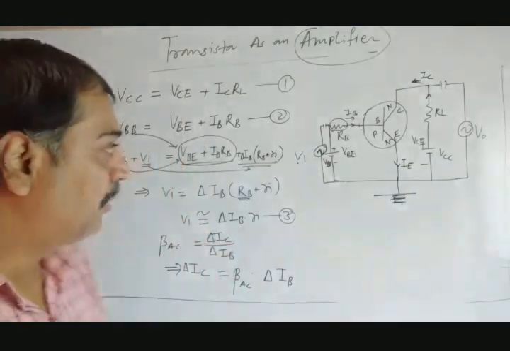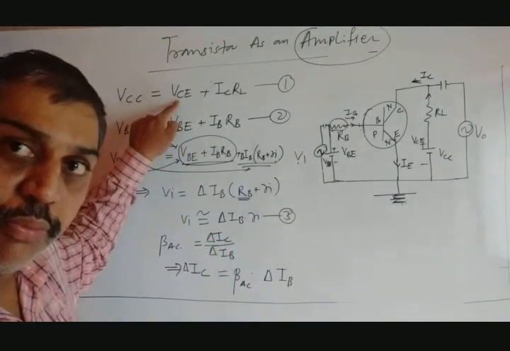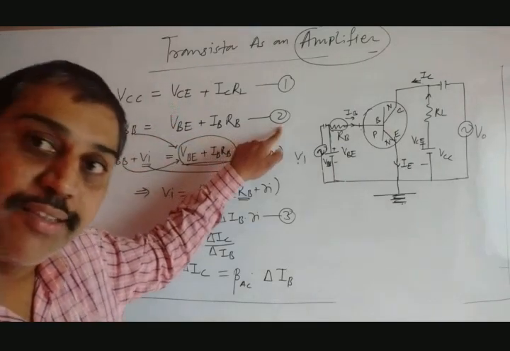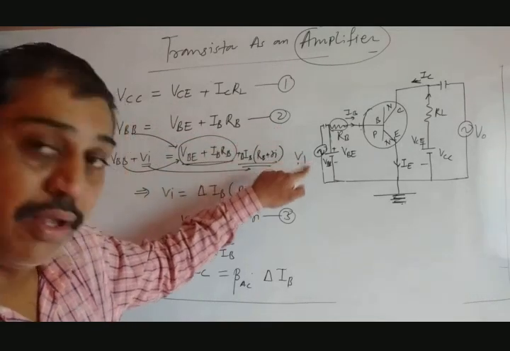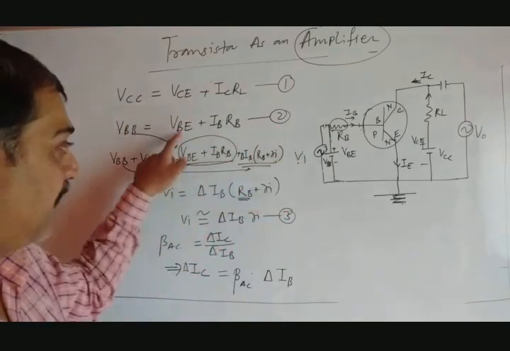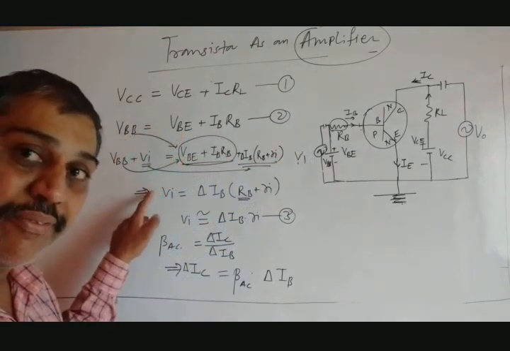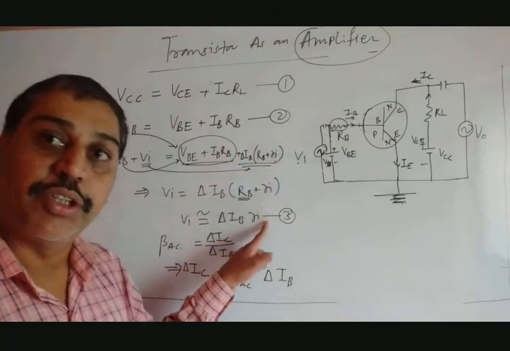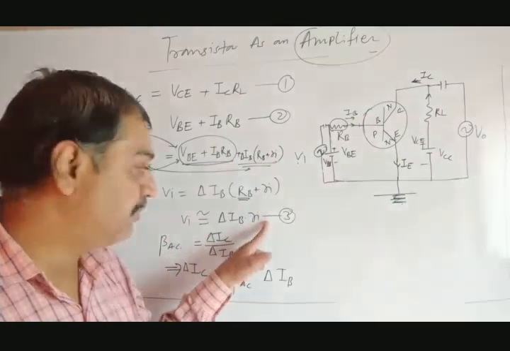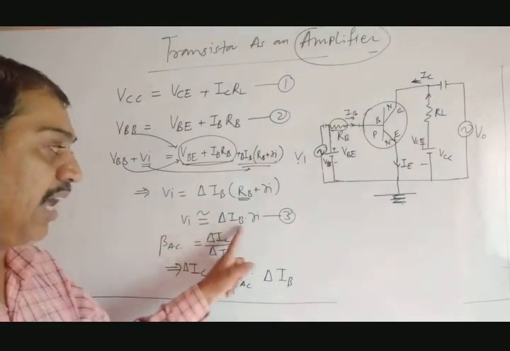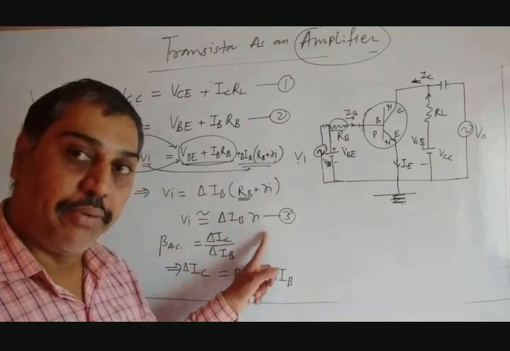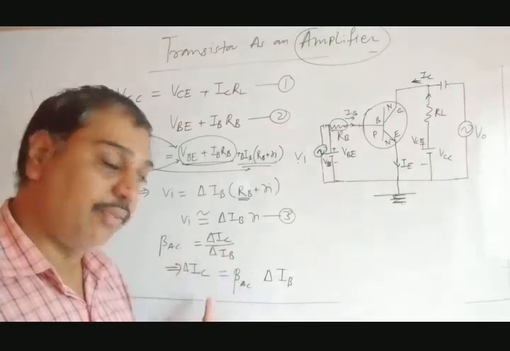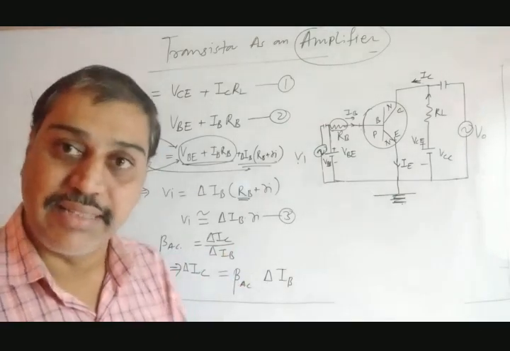Now remember, what we have done: applying Kirchhoff's second law to the output loop, we get this equation. To the input loop, we get this equation. While finding the second equation, we assumed that the input voltage is 0. After that, when we apply the input voltage, this equation gets modified: VBB plus something, VR, and that gives the value of Vi. Then we know the input junction is forward biased, so resistance is minimum and current is maximum, so we have removed this RB. So we get Vi equal to delta IB into Ri. After that we found this beta AC, and from this we found the value of delta IC. Now let's go further.